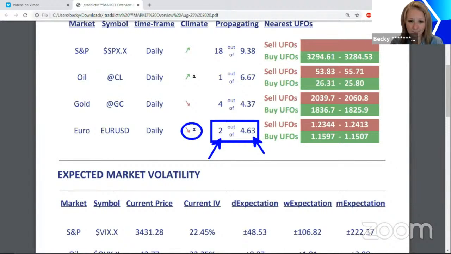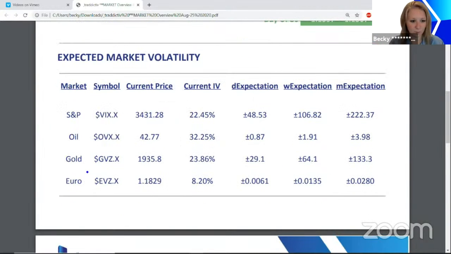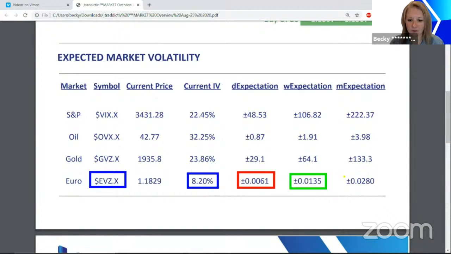So again, we'll see. Now, when it comes to volatility with the euro, we look at EVZ.X, and we expect a movement up or down in 1 year of 8.20%, which means in a day, a movement up or down of 61 pips, in a week, up or down of 131 pips, and in a month, a movement up or down of 280 pips.